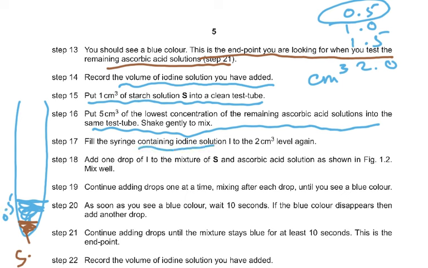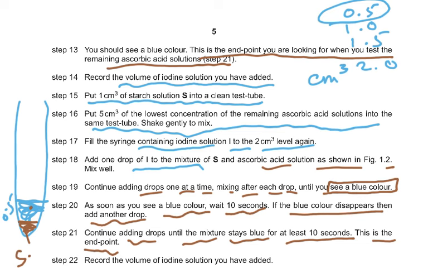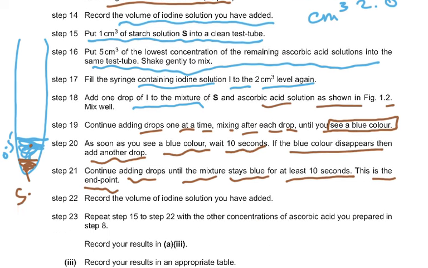And then you fill the syringe containing iodine I to the 2 centimeter level again. Add 1 drop of I to the mixture of S and ascorbic acid solution as shown in figure 1. So you keep on adding I to it. The iodine is the I. Continue adding drops one at a time, mixing after each drop until you see a blue color. As soon as you see a blue color, you wait 10 seconds. If the blue color disappears, then add another drop. Continue adding drops until the mixture stays blue for at least 10 seconds. This is the end point. Record the volume of the iodine solution you've added. Now this of course will be in cm cube that you have added.